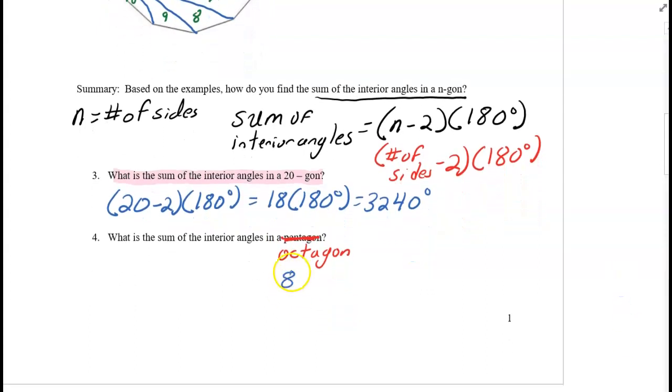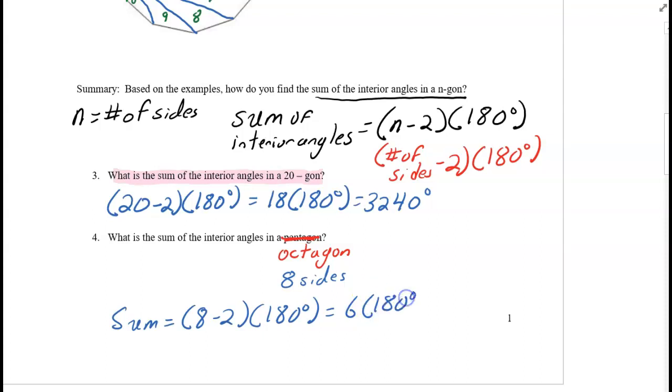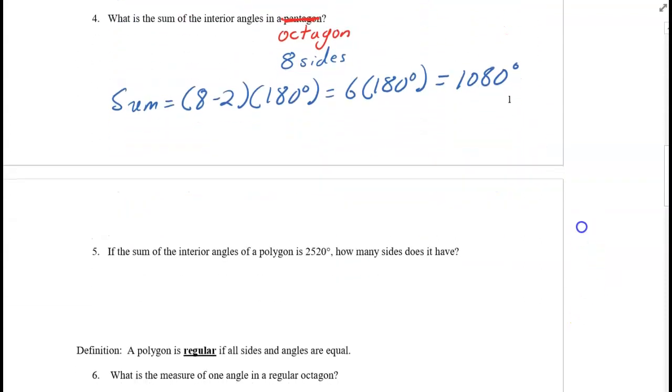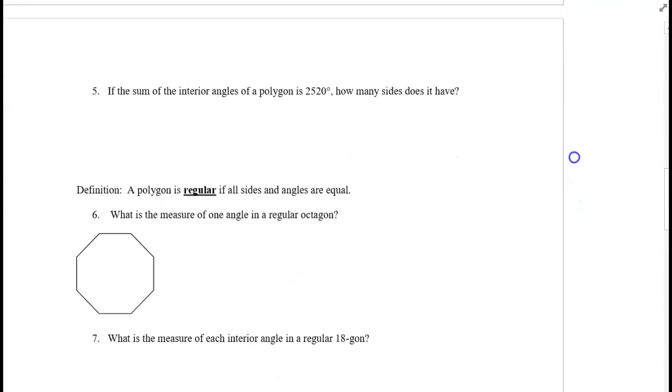In problem number 4, what is the sum of the interior angles in an octagon? An octagon has 8 sides. So the sum is equal to 8 minus 2 times 180 degrees, which is 6 times 180. And 6 times 180 is 1,080 degrees. Let's take a look at one more example on the next page.